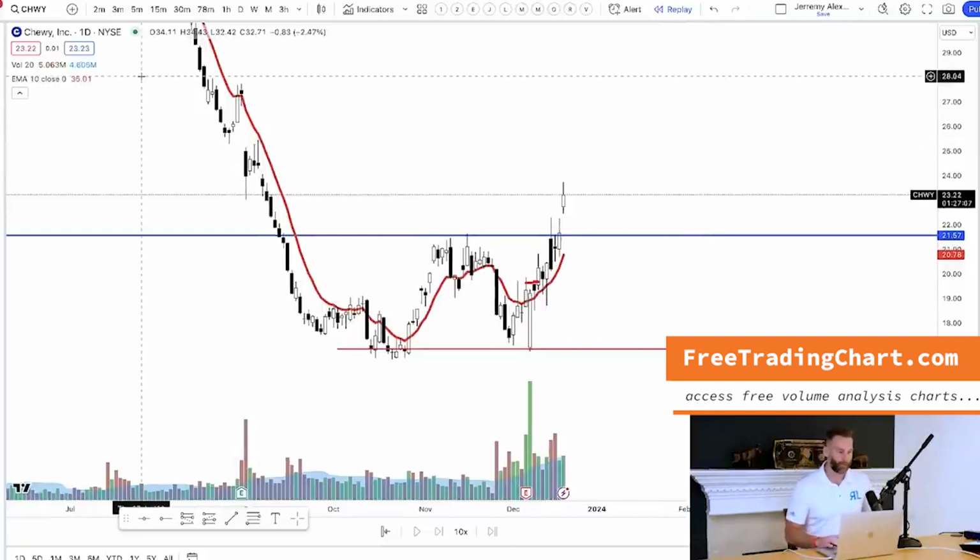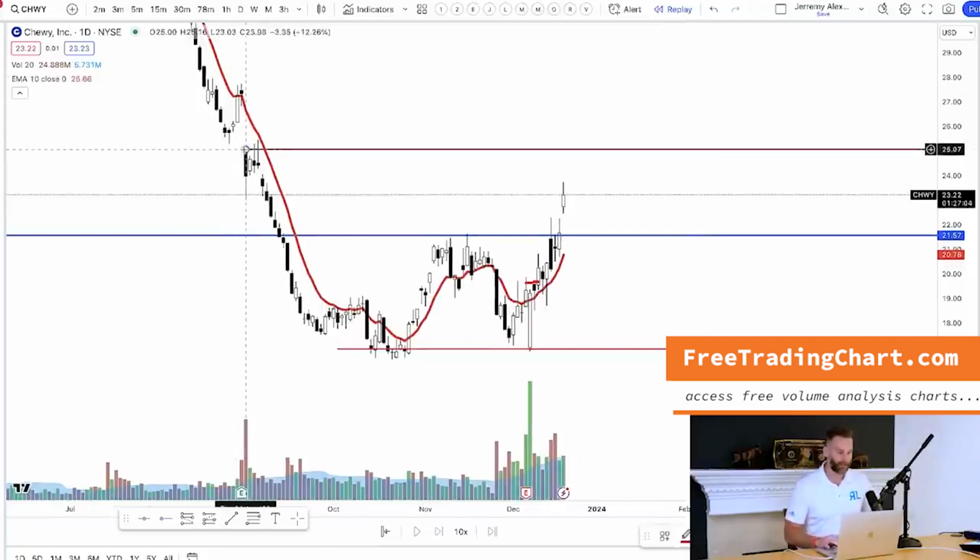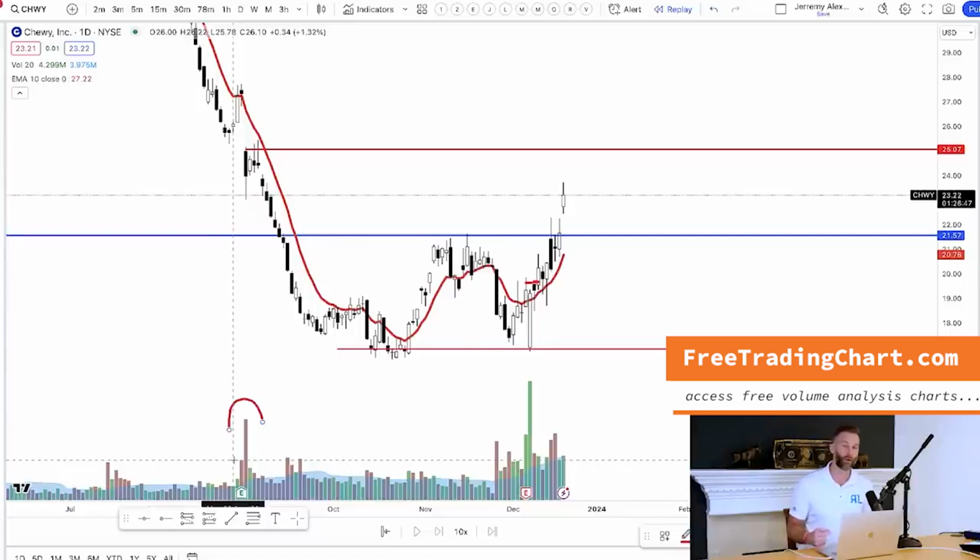another volume candle. This volume candle right here is going to be very, very important on Chewy's price action. And that's because it too has a very, very large bearish volume spike. If and when Chewy closes above that particular price, it is my opinion that it will go higher.